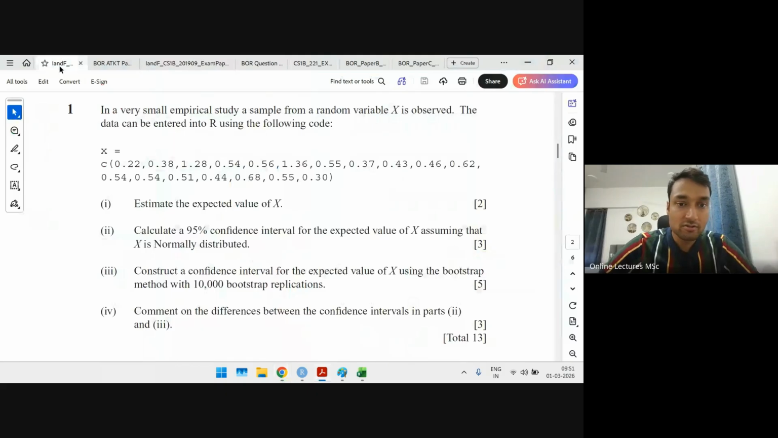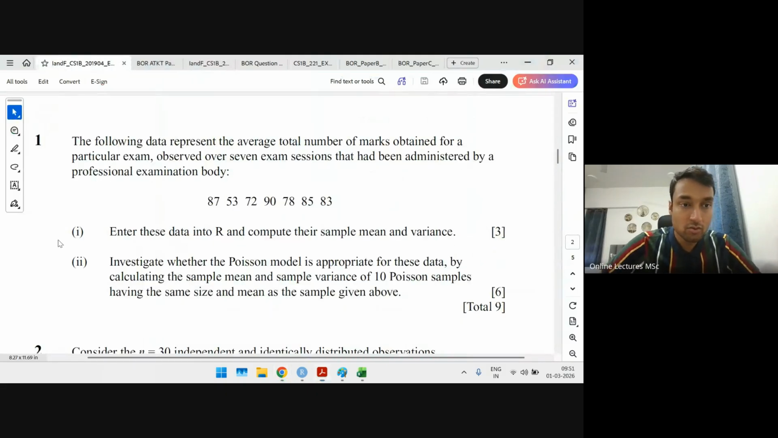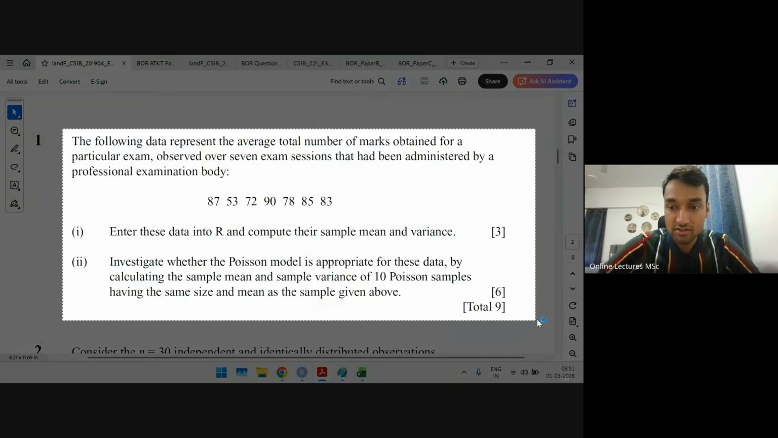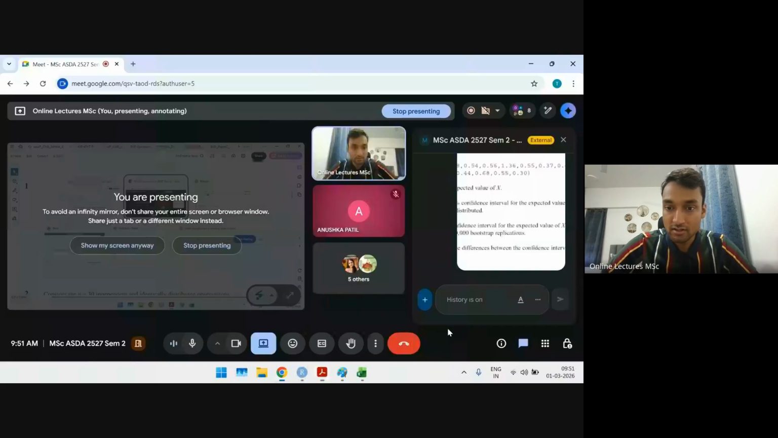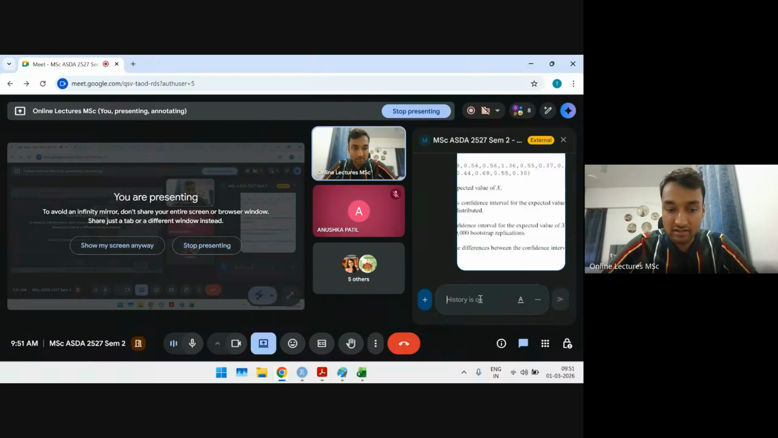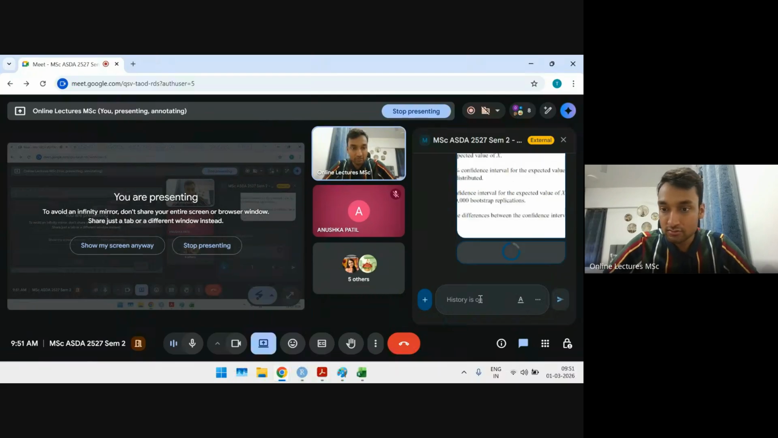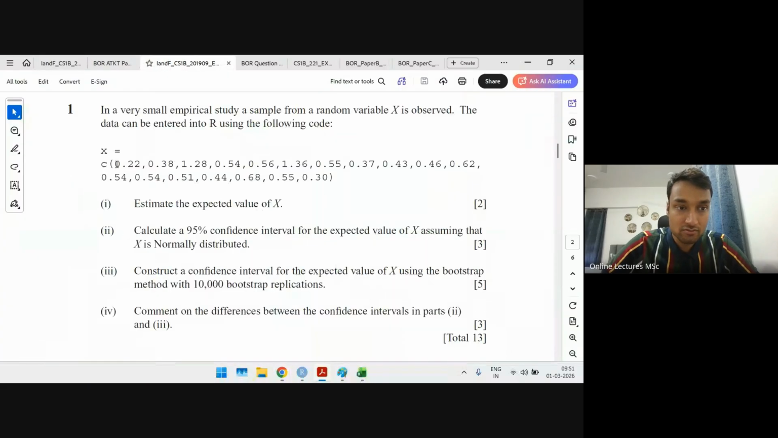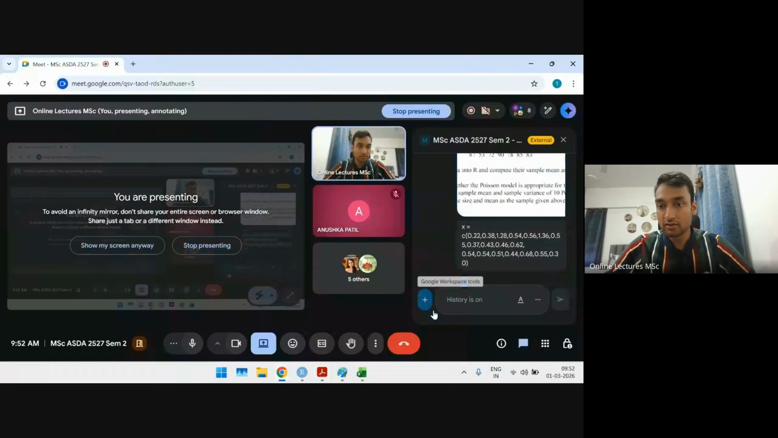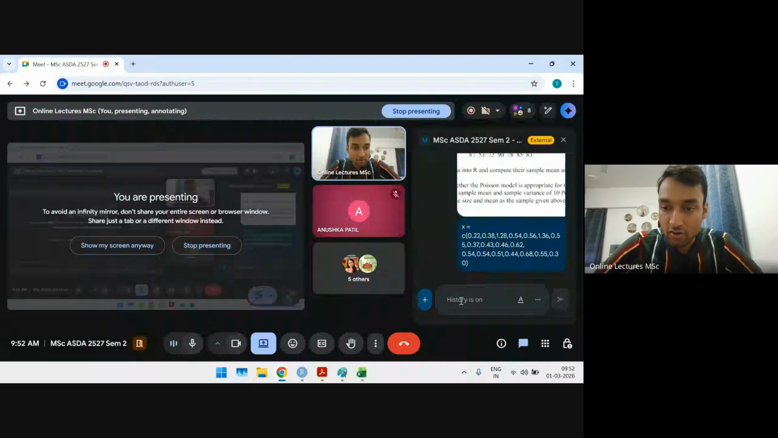I pasted the image of another question. If someone is done with that, you can start with another question as well. I'll also paste the X vector for this question so that you don't have to type it on your own. We will save a couple of minutes. Done. Everything is shared on the chat box.